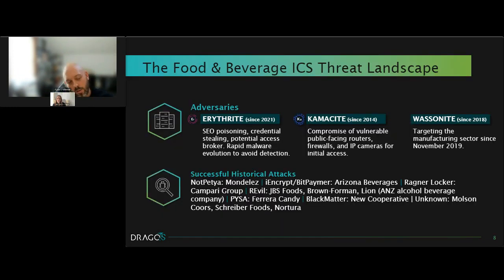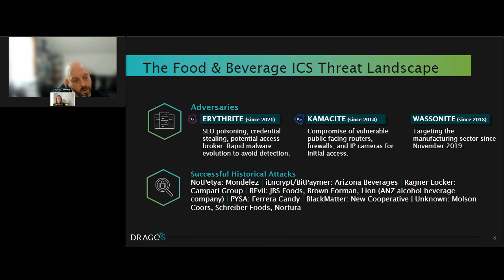So who's doing all this? Who are the threat groups behind all this, right? So as a whole, we have 3 highlighted threat groups that we track here on the slides. 2 of them I like to say are impacting food and beverage, and then 1 is actually targeting the manufacturing sector itself, right? Food and beverage falls into that manufacturing sector.